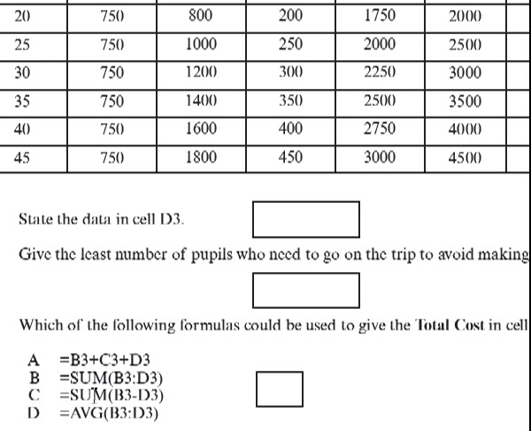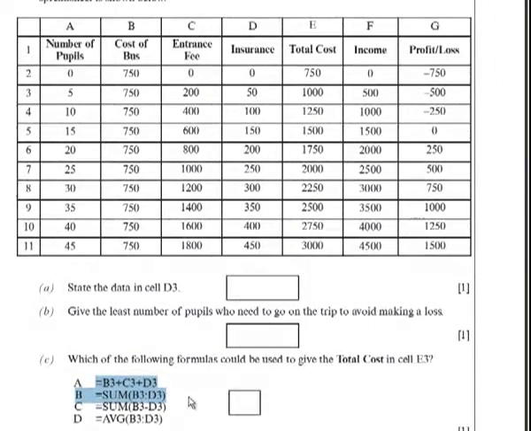answer B. Answer C is the sum of B3 minus D3, which is obviously not going to give us the total cost. It is going to be the cost of the bus, take away the insurance, which is going to give us 700, which is not going to give us the correct answer, and the average of B3 to D3 is also not going to give us the correct answer. So we're looking to add B3 plus C3 plus D3 together. We can do it via either A or B.